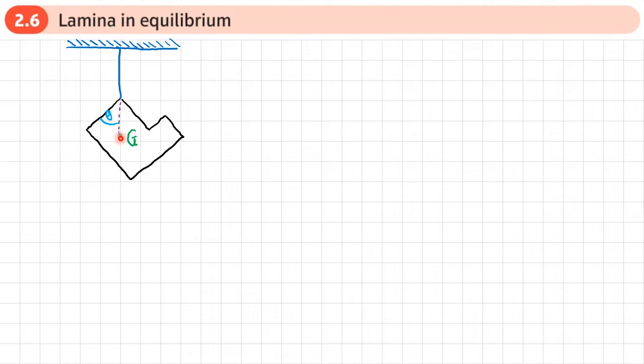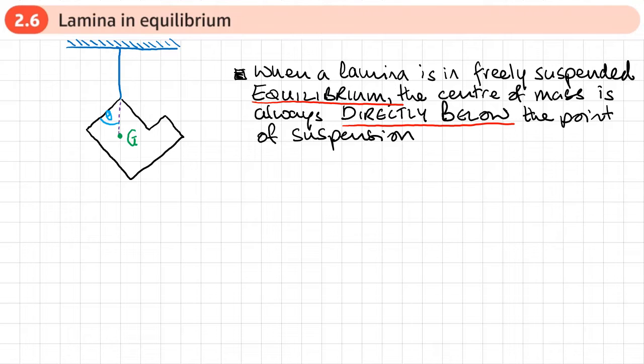So we'll start by working out the center of mass. We'll draw in this little dotted line here, which is leading directly up to the point that it's suspended, and then we'll use that to work out any angles that we need to find. So when a lamina is freely suspended in equilibrium, the center of mass is always directly below the point of suspension. Let's just add the word in, so that sentence now makes some sense.